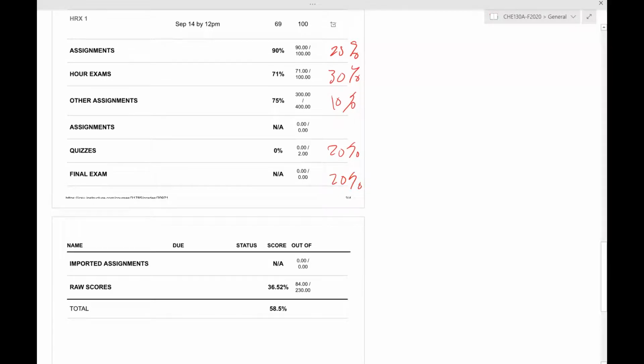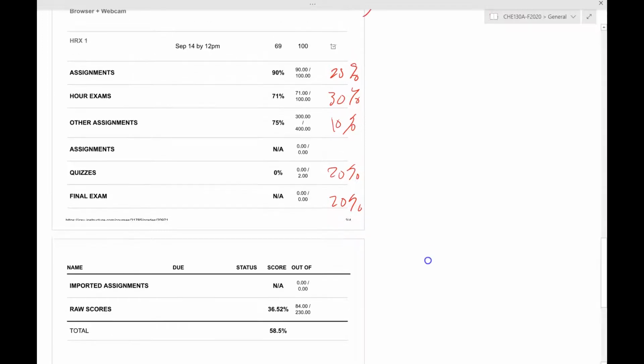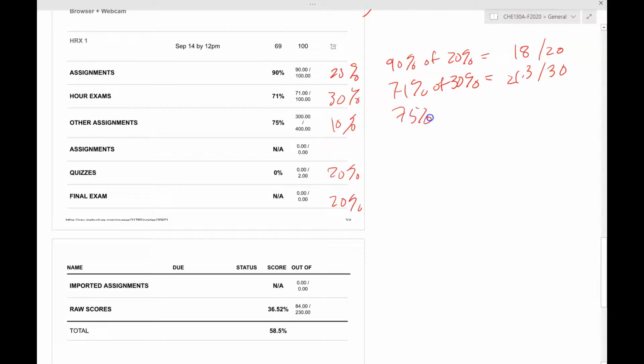It sure does. So what the course did at this point was say, okay, I've got 90% of 20%. That's 18 out of 20, if you will. I've got 71% of 30% of the grade. If I do that out of 30 points, that's going to be 21.3. And then other assignments, 75% of 10%, that's going to be 7.5 out of 10. And then quizzes, 0 of 20%. That's 0 out of 20.